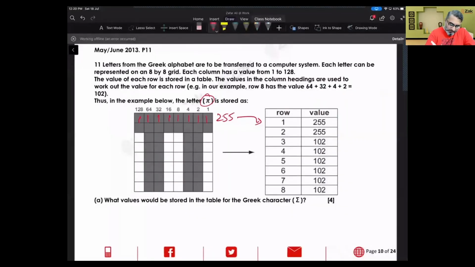Now, this is 255. This is 64 plus 32, 96 plus 4, 100, and 100 plus 2, that is 102. So this is 102, this is 102, this is 102, this is 102. You can see 255, 255, 102, 102, 102, and 102. You can check it over here.